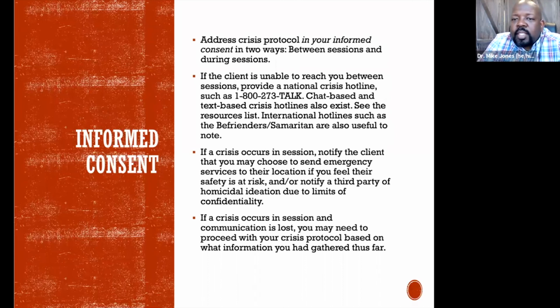And sometimes a crisis can occur and you may have a disconnection with your client in the middle of that. And so in those types of cases, you want to go ahead and move forward with your crisis plan, even though your client may have lost connection with you. This is why it's important for us to make sure that we know where our client is at every session, where their location is at every session. That way we can know how to send help to them if they need it.